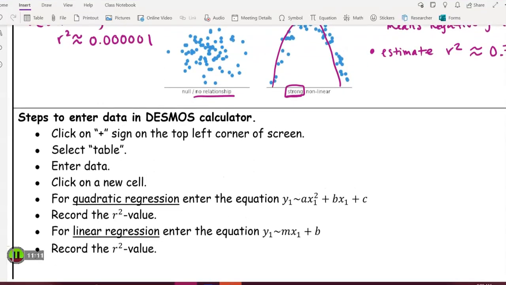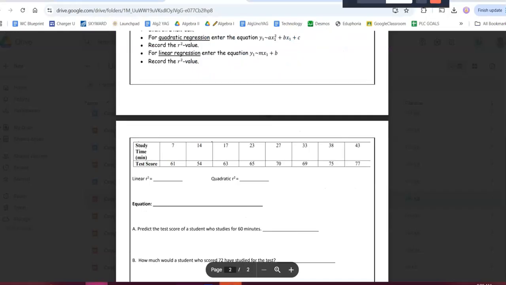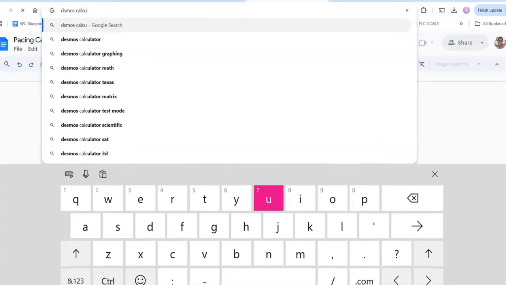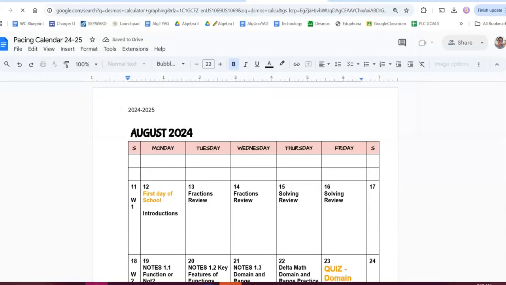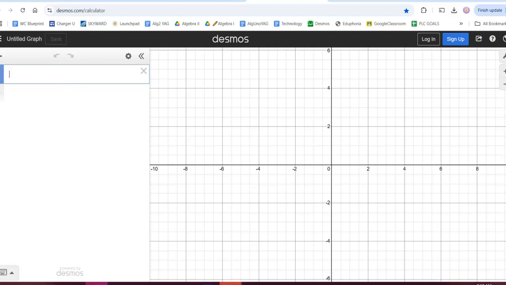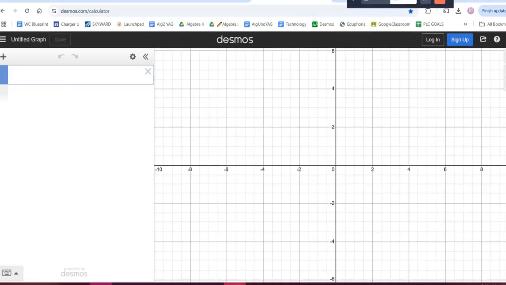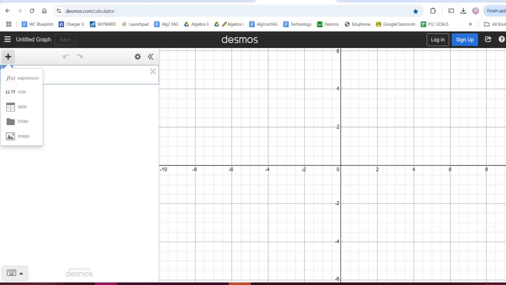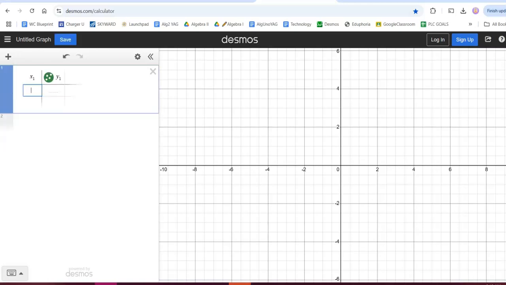All right, I'm going to pull up my Desmos calculator as well. All right, so here's my Desmos. All right. So the first step says to click on the plus sign and select table. Then it says enter the data. So turn to the back of your worksheet.